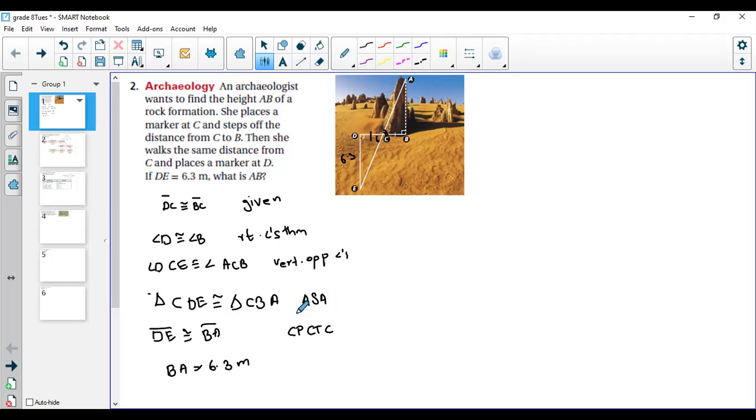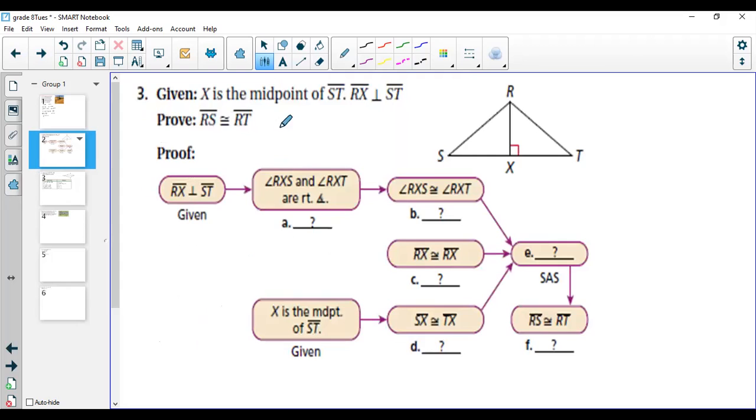See, as I told you, first we need some theorem to prove that two triangles are congruent. Then because they are congruent, the other sides are congruent as well due to CPCTC. Okay, moving to the next question.